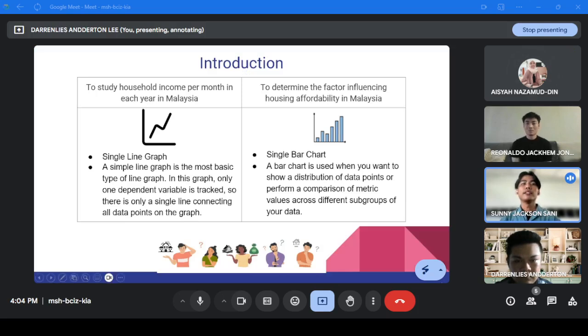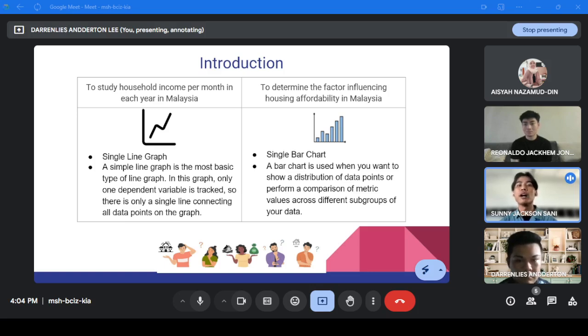When we talk about income, the first thing that pops up in our mind is our future, which is to achieve our dream house and dream job that has haunted us since our childhood. However, income is always one of the problems when we want to buy an asset. So here we will explore the average income in Malaysia and the factors that affect the affordability of buying a house. There are two objectives in this case study: to study household income per month in each year in Malaysia, and to determine the factors influencing housing affordability in Malaysia.